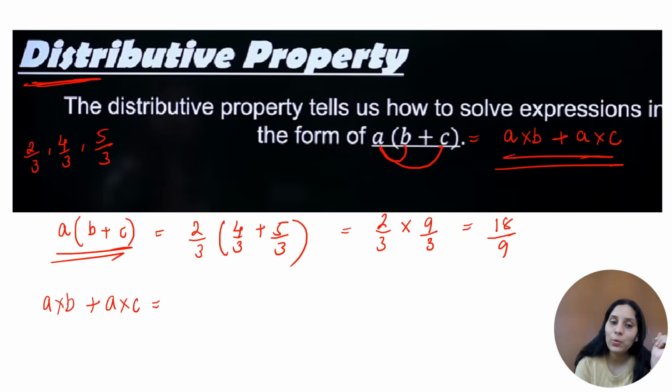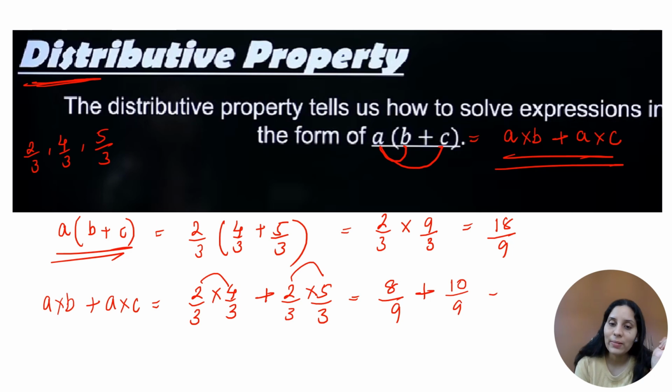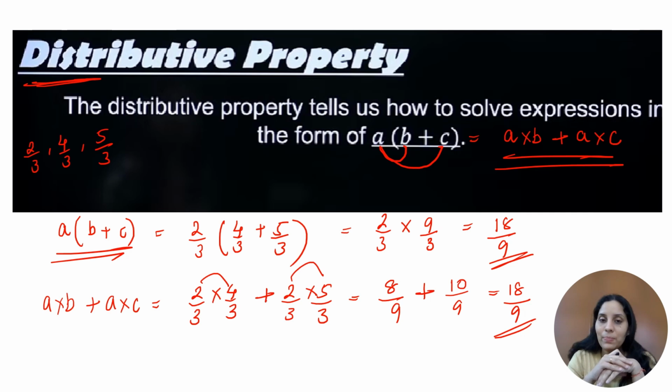So if I end up doing this one, 2 by 3 into 4 by 3 plus 2 by 3 into 5 by 3. Now see what do we get? 2 into 4 is 8 by 9 plus 2 into 5 is 10 by 9. So we end up having 18 by 9. We get the same answer. So this is very important. This will be used in almost whole maths. Everywhere, whenever you see this algebraic expression, this is how you do. So this is very, very important.